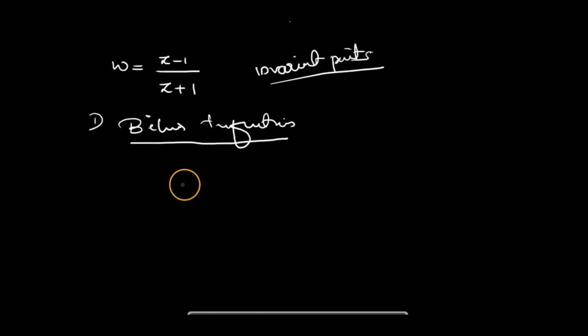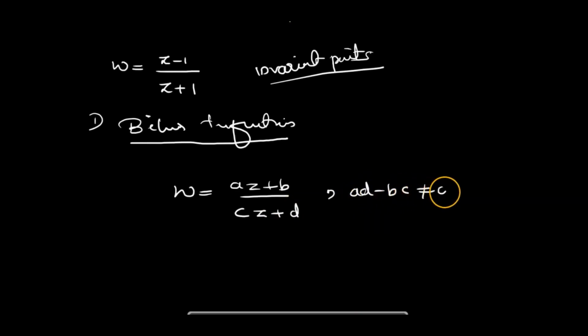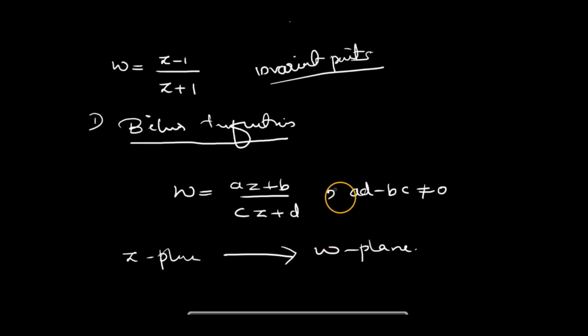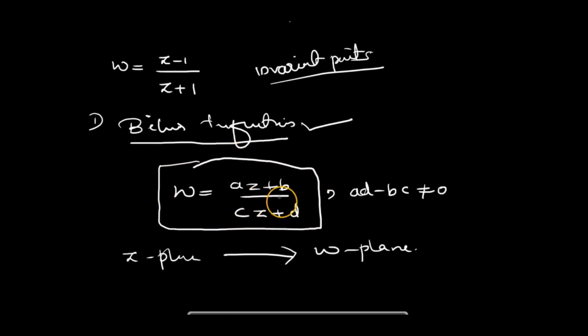A transformation W is equal to AZ plus B divided by CZ plus D with AD minus BC not equal to 0, which maps the Z plane onto the W plane, is called a bilinear transformation. That is, a transformation in the form AZ plus B divided by CZ plus D, where A, B, C, D are any complex numbers, with the condition AD minus BC not equal to 0.